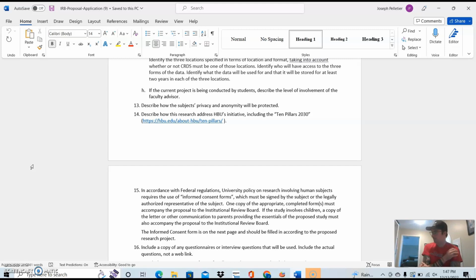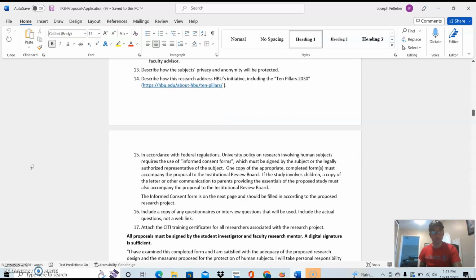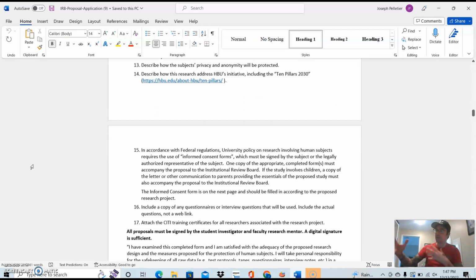Privacy and anonymity. Obviously, you don't want to ask any questions like, what is your name? Make sure your research is private and anonymous. HBU's initiative. So 10 pillars. Have a look at the 10 pillars and just pick one and say, you know, this seems to be in line with pillar 6 or whatever, and say why, right? It's going to vary based on your project.